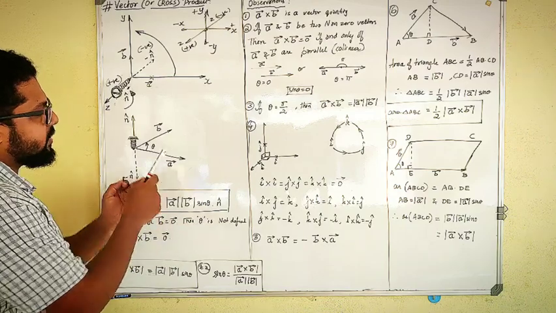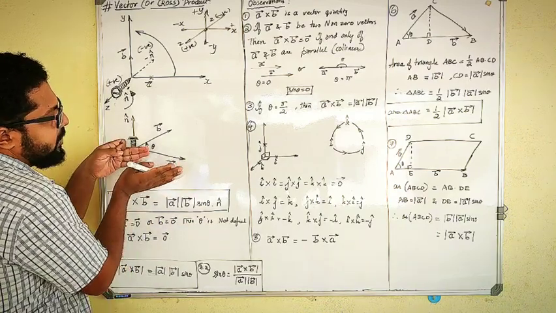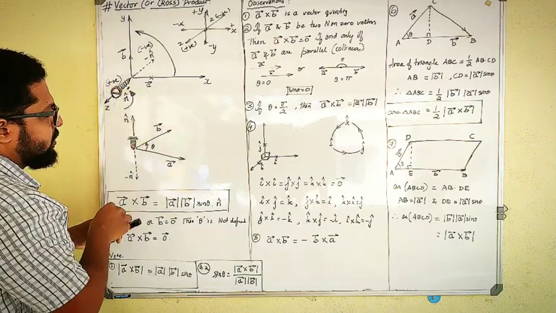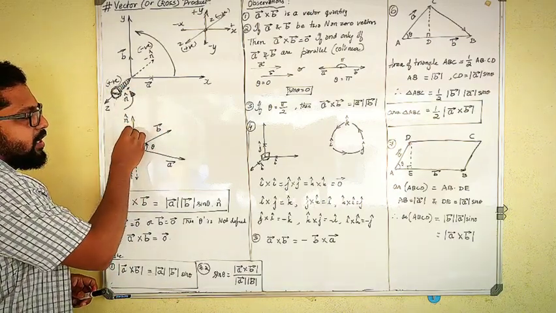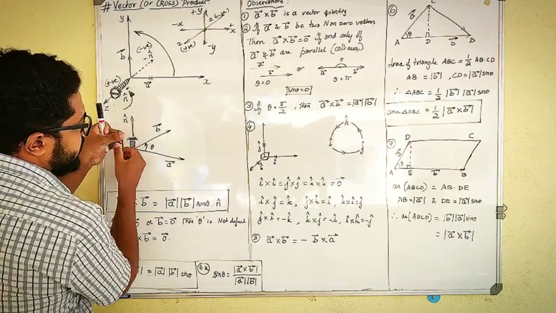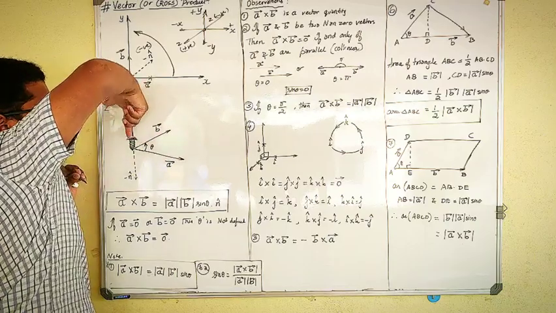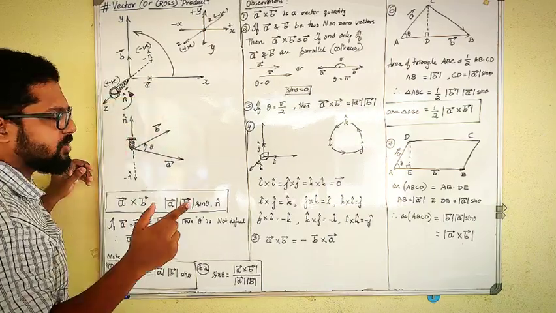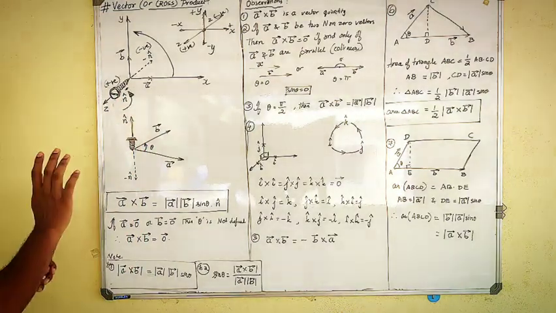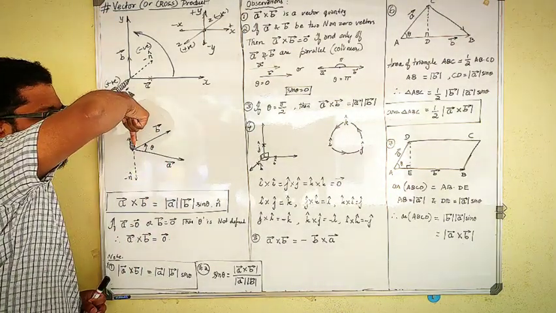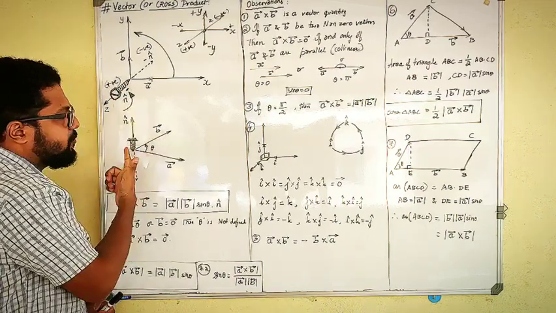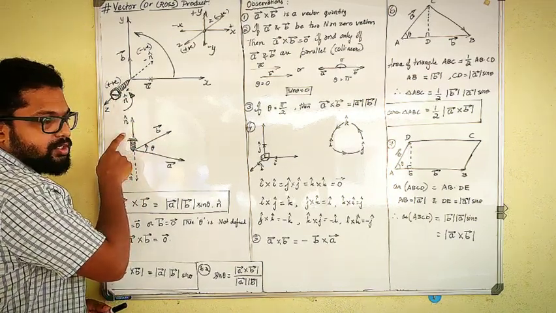When A is made to fall on B, imagine a screw placed here. The rotation is taking place in this direction, isn't it? When I rotate it in this way, the screw will go in the upward direction. The upward direction is the positive direction, correct?